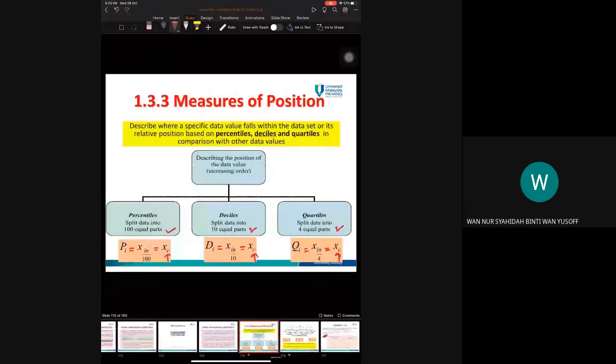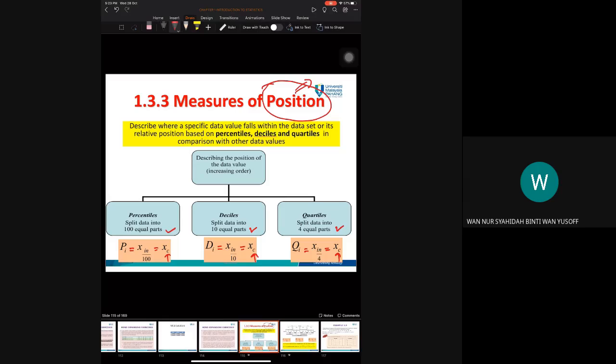Okay, so we go to the measure of position. Position here gives us information about the position of your data. When it is about position, it means that automatically you have to order the data, smallest to the largest, because it is about the position of data. So we have 3 measures here: percentile, decile, and quantile.